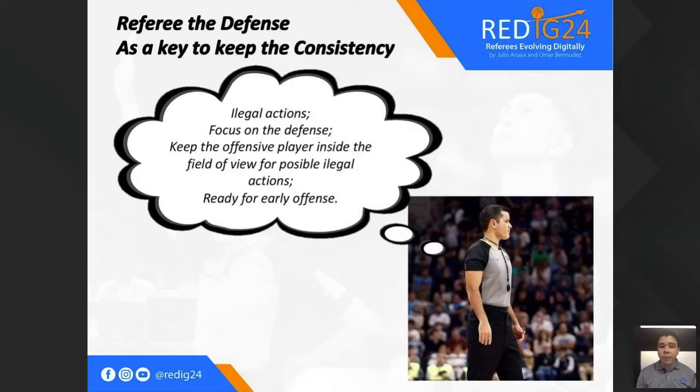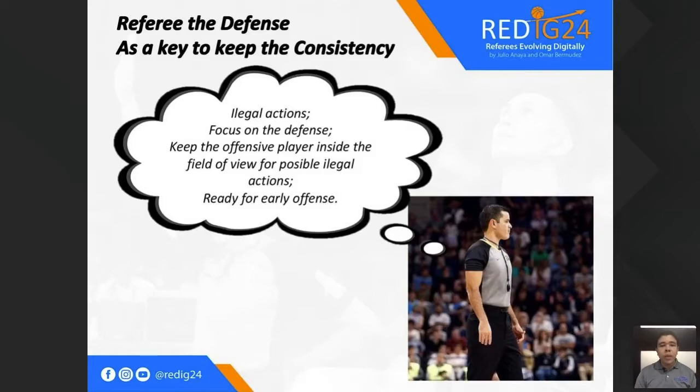Keep the offensive player inside the field of view for possible illegal actions. The offensive player, now with their cylinder, can make illegal actions, so we don't need to move them completely outside of our focus. Also, they can commit violations. So it is always important to be at an angle in which we can see both.